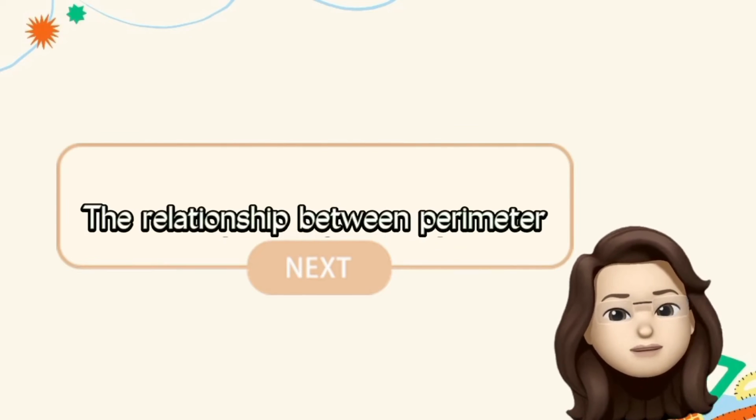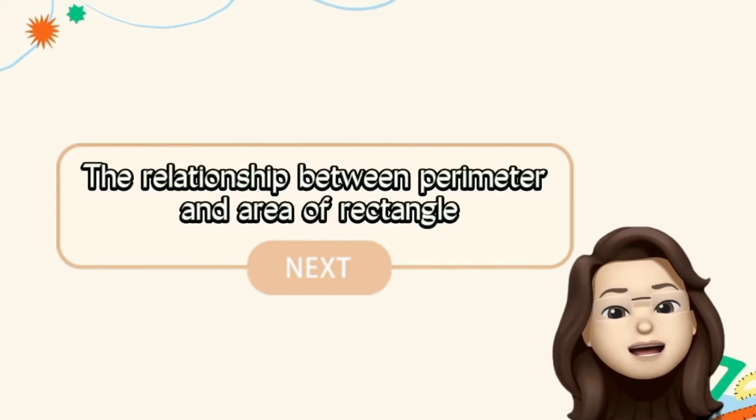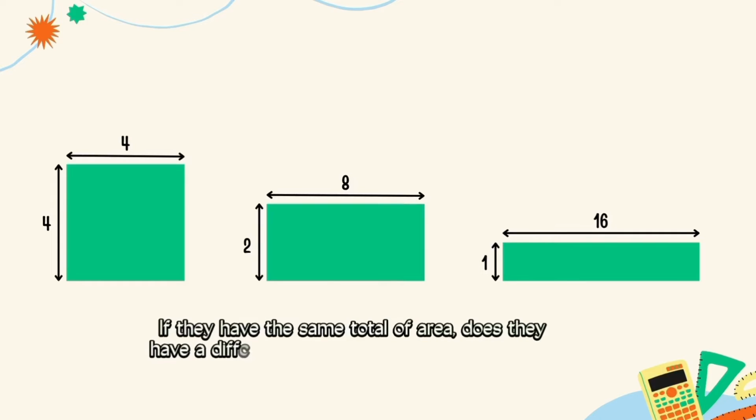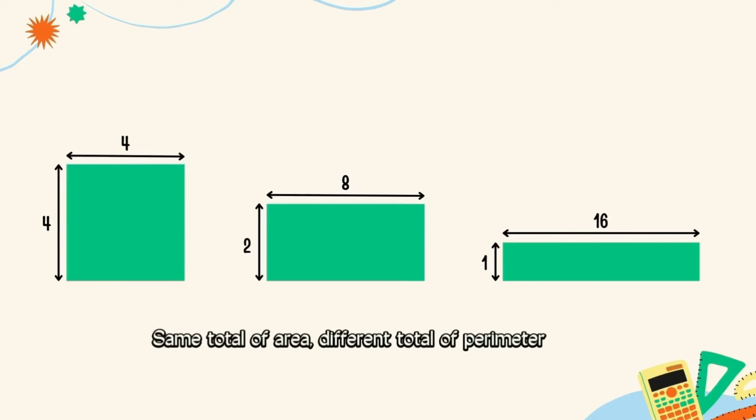Let's start with learning the relationship between the area and perimeter of a rectangle. As you can see on your screen, we have three different sizes of rectangle. One is a square which has the same sides, and the other two are rectangles with different measurements of width and length. If all these different rectangles have the same total area, do they have the same or different total perimeter? Yes, they have different total perimeters.